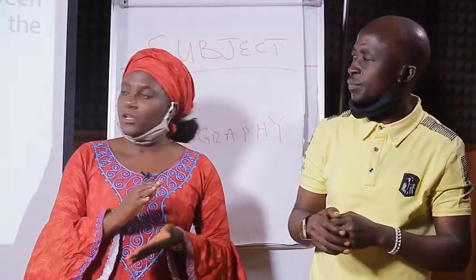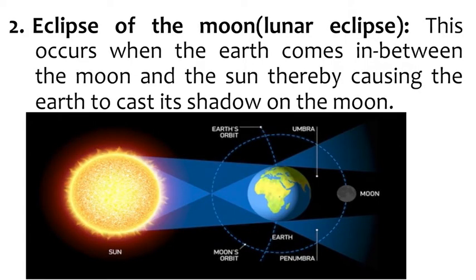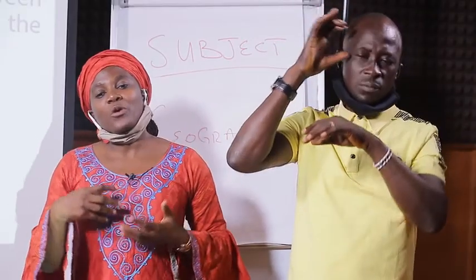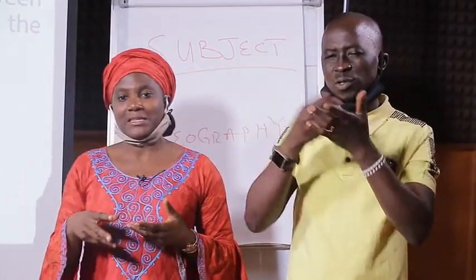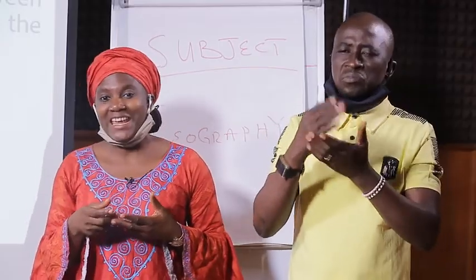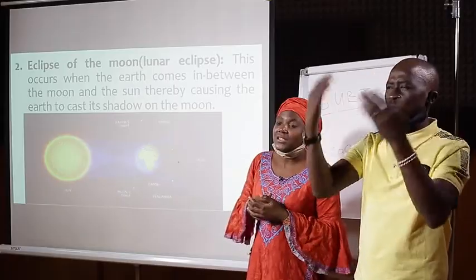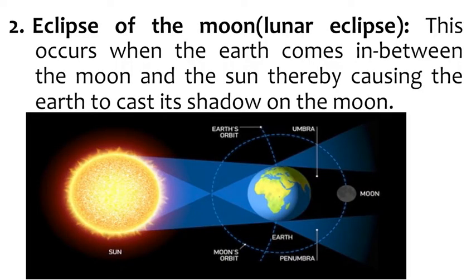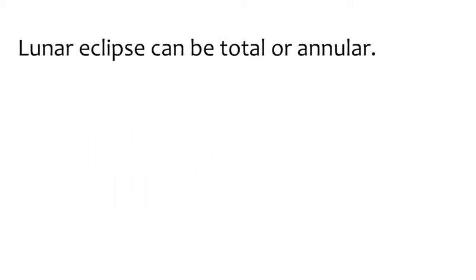Then we have the lunar eclipse, or what we call commonly the eclipse of the moon. What is an eclipse of the moon? The eclipse of the moon occurs when the earth comes in between the moon and the sun, thereby causing the earth to cast its shadow on the moon. Now, most of the time, we don't notice the eclipse of the moon because it happens at night, or sometimes it happens during the day. So you find out that there's a shadow of the earth that completely covers the moon.